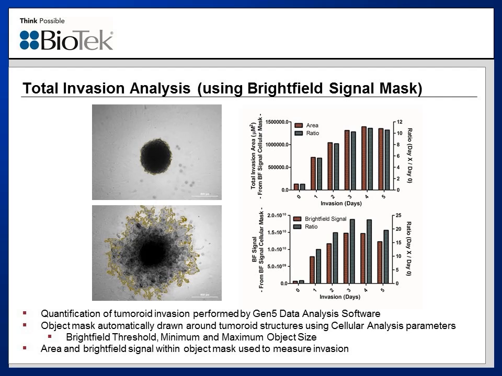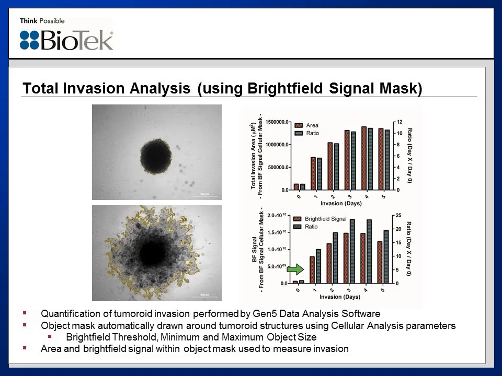The first uses the area within each object mask, and the second uses the total bright field signal within the object. And those are shown in the two graphs to the right of the images that you see here and here. And what I've done for each graph is to plot either the area or bright field signal within the object on each successive day, as you can see by the bars in red. And then the values are plotted using the left y-axis.